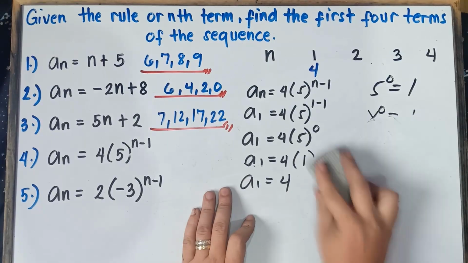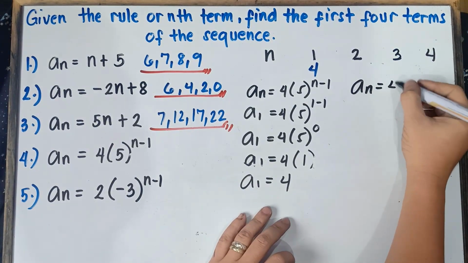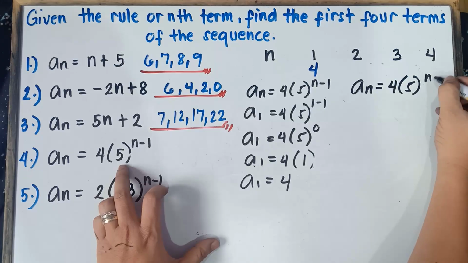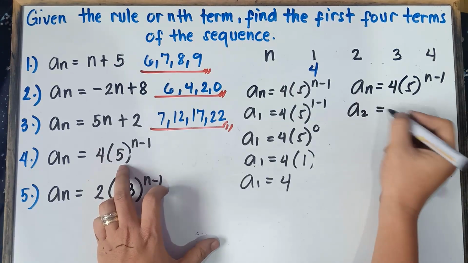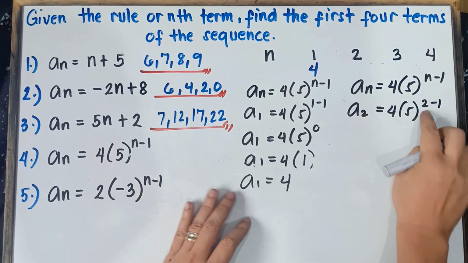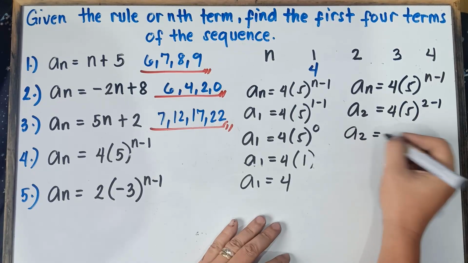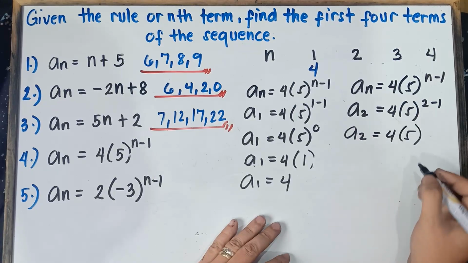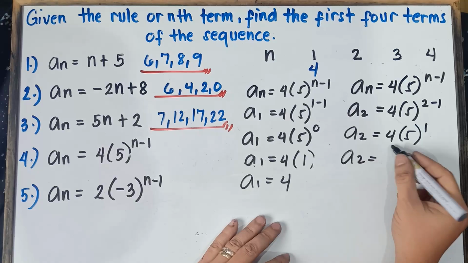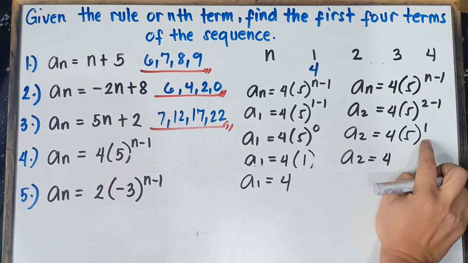Alright, and then our second term, a sub n equals 4 times 5 raised to n minus 1. So a sub 2, second term, 4 times 5, and then 2 minus 1. Simply substitute the value of n, that would be 2, 2 minus 1. So a sub 2 equals 4 times 5 raised to the power of 2 minus 1, that would be 1. So a sub 2 equals, copy 4, simplify this one first. 5 raised to the power of 1, the answer, class, is 5.